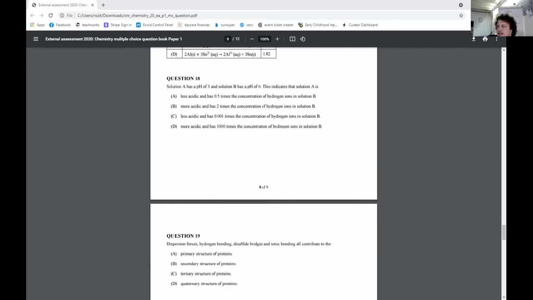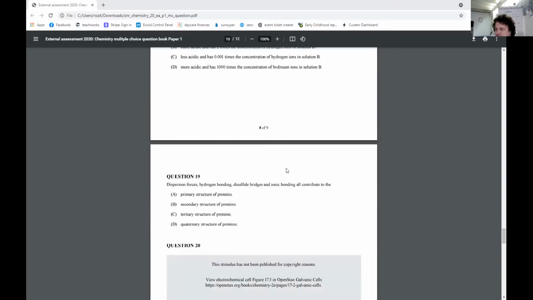So Jacob says C. Jacob is correct. The primary structure is only down to the sequence of amino acids. Secondary structure is all of your hydrogen bonding between amine and carboxyl groups. Tertiary structure is when we start looking at all of the intermolecular forces.